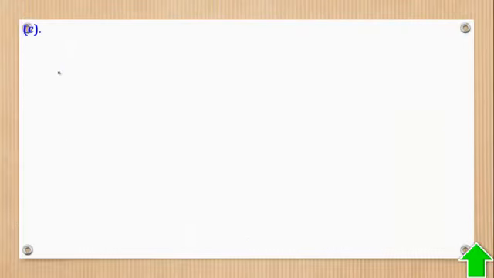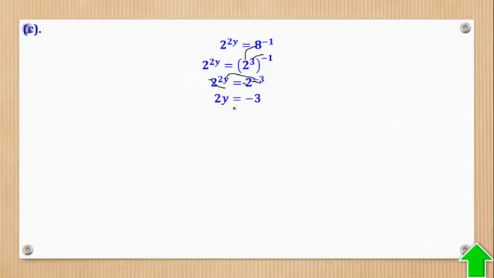For part C, that's what we are given. So 1 over 8 is the same as 8 to the power negative 1. Then 8 prime factorized becomes 2 to the power 3. Therefore, multiplying this by this gives you negative 3. Meaning this is the same and this should also be the same. So 2y is equal to negative 3 and y is equal to negative 3 over 2.